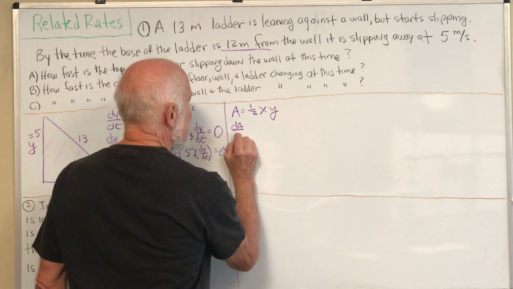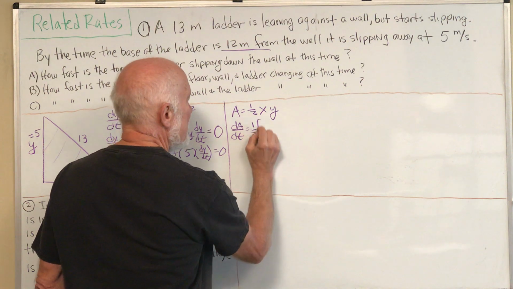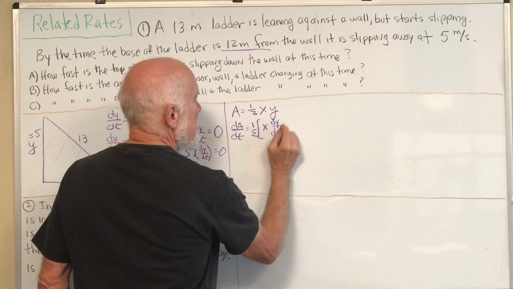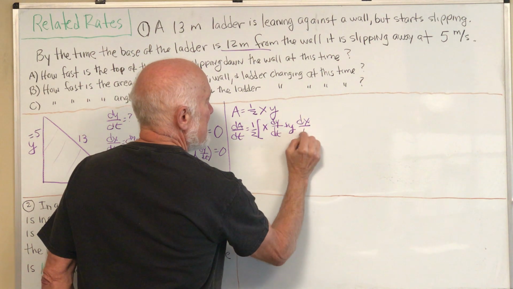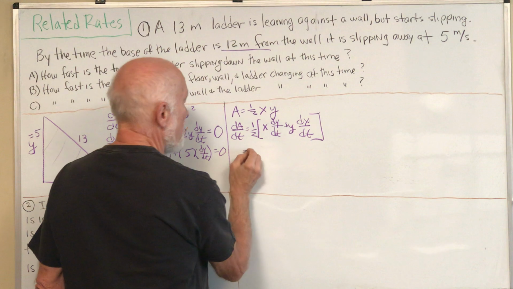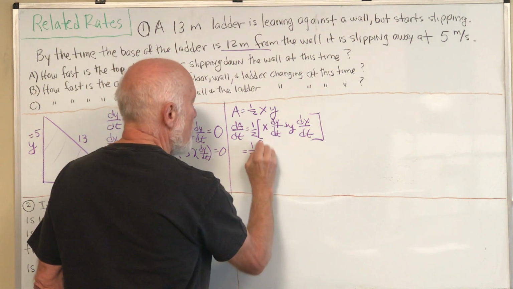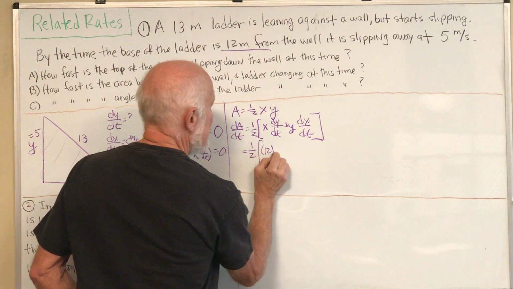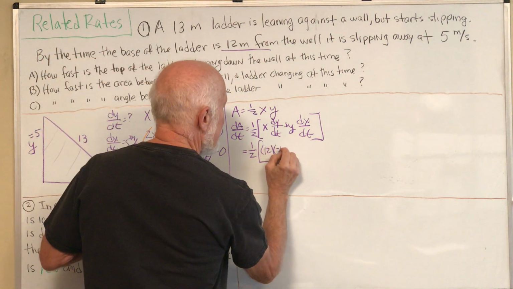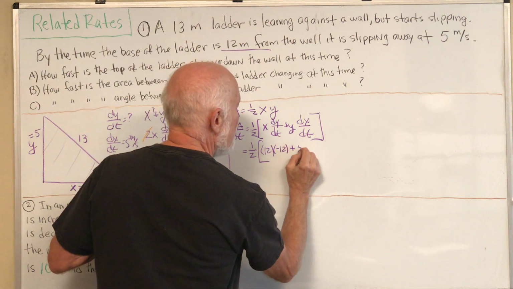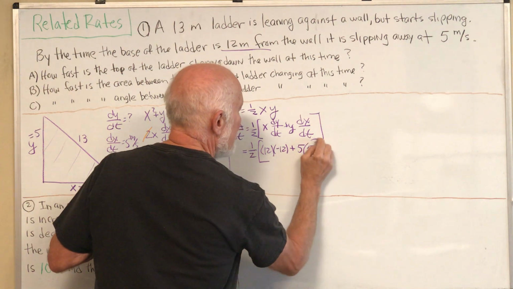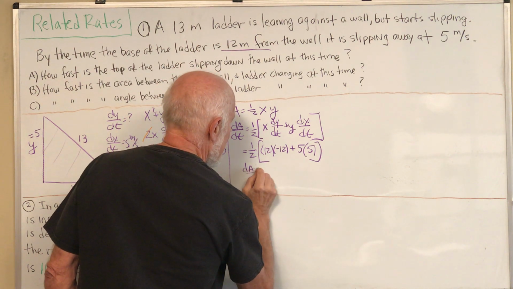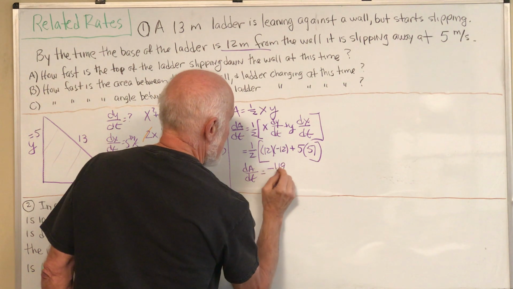So we would say dA/dt equals 1/2. And now we have to do the product rule. So we go x times dy/dt plus y times dx/dt. What we're trying to find is dA/dt, so hopefully we know everything here. x we said was 12. dy/dt we just found to be negative 12. y is 5, and dx/dt was 5. So altogether you get negative 144 plus 25. dA/dt is negative 119 halves.